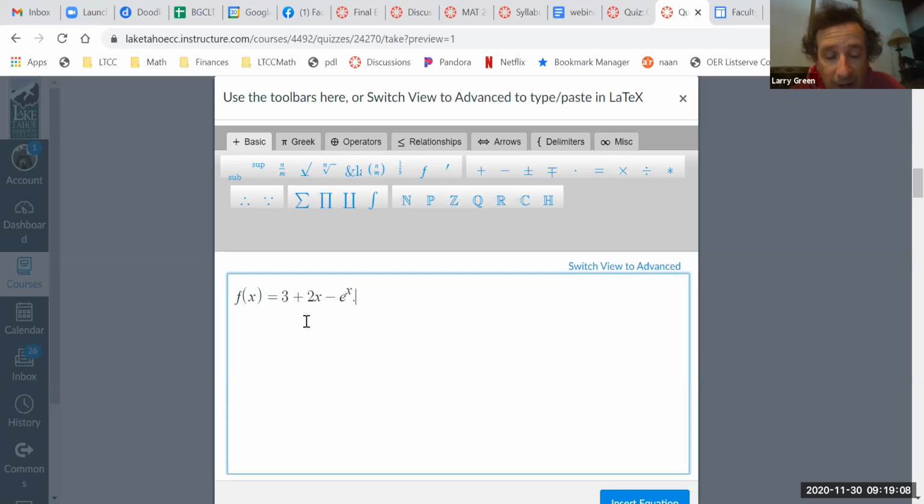And then while I'm there, I should get f prime. f prime of x is 2 minus e to the x. This wasn't supposed to be a hard derivative. Everyone okay with the derivative there?